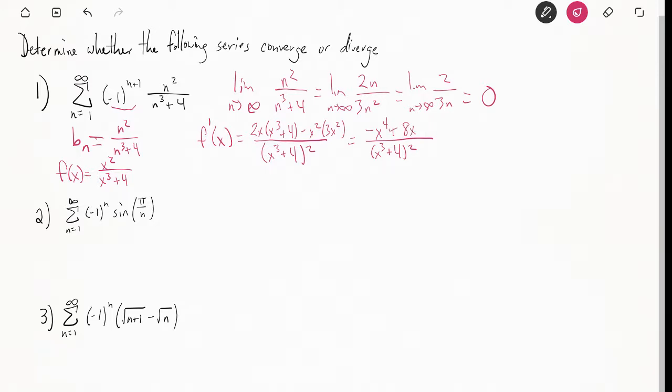8x, right? And you might be saying, well, whoa, wait a minute, this thing isn't decreasing all the time, because when x equals 1, notice we have a positive 7. And you can actually solve this thing, to be honest with you. So we can write this as negative x cubed plus 8 times x all over x cubed plus 4, the quantity squared. Notice we're squaring the denominator, so that's not going to make much of a difference.